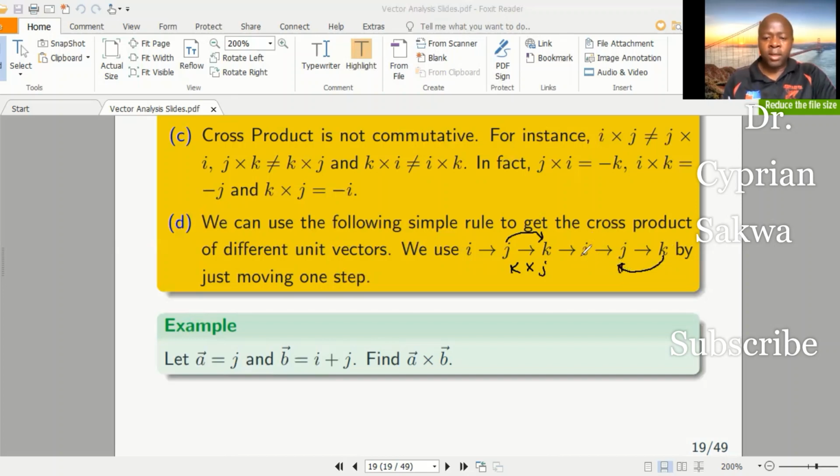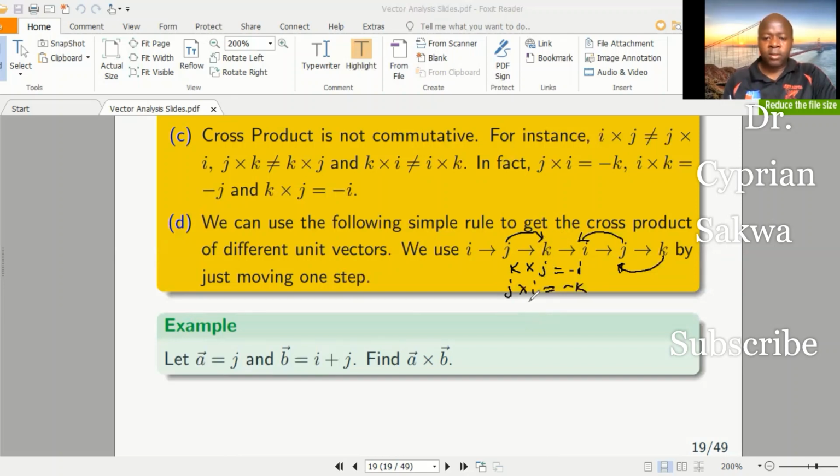So the solution will be the next vector, but now the sign is negative. I'm going the opposite direction. Or you can even use this: K and then J, the solution will be negative I. What about J cross I? Again, you notice that it must be in the opposite direction, not in the forward direction. So this is J, then I, going the other direction. So the solution will be negative K.